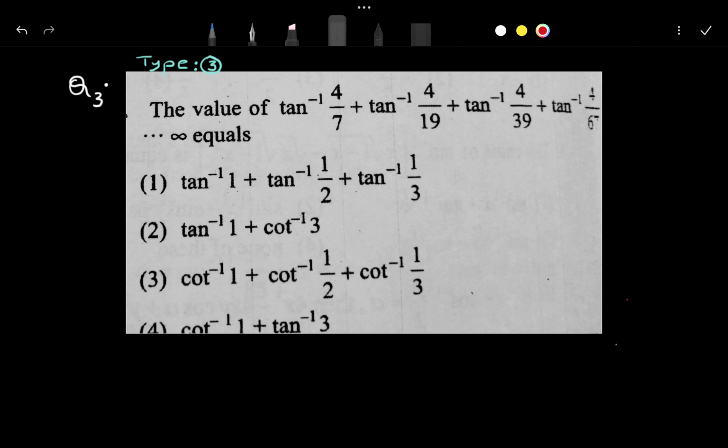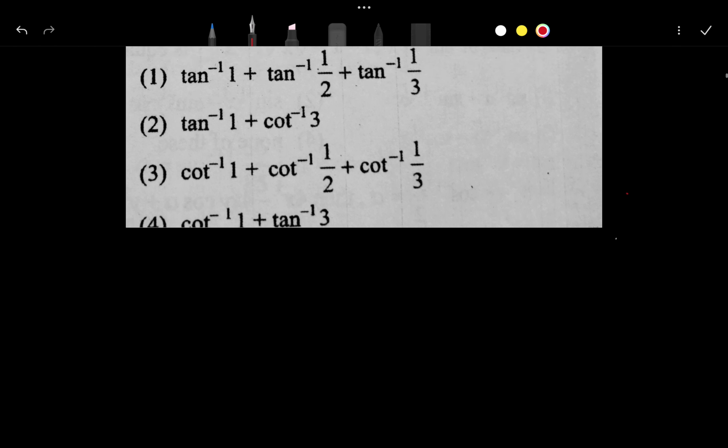Hello viewers, now we are going to discuss the continuation of the series type problems in inverse trigonometric functions. Already two problems we discussed in the previous lecture. Now you see one more question in this model. All of you see this one. Here, what is the given question?